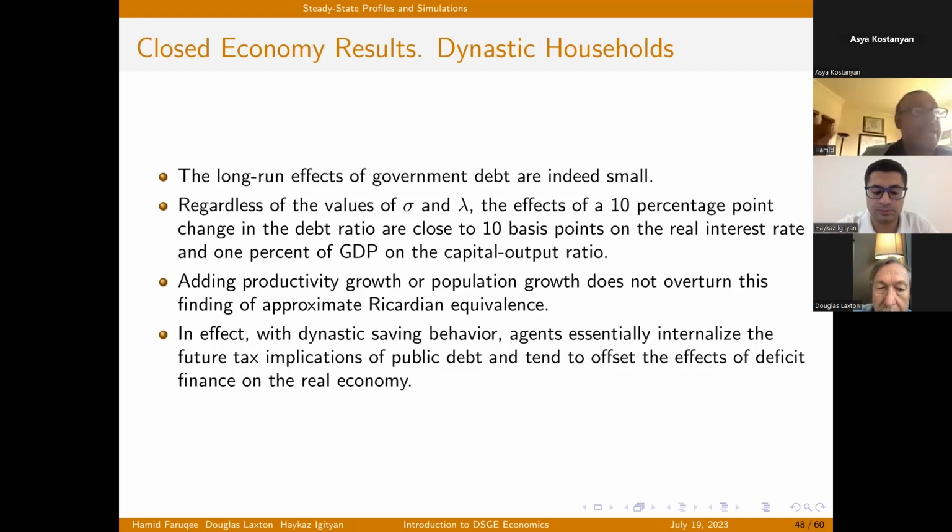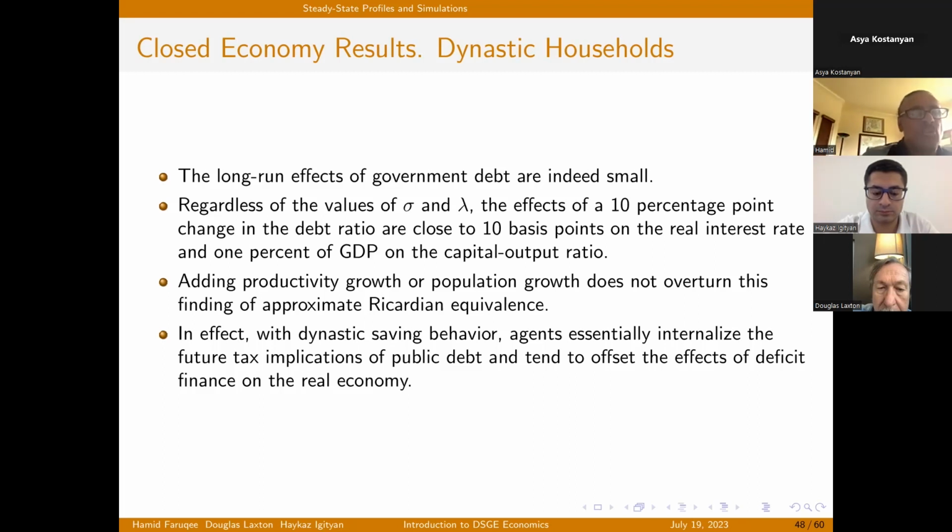The family line may come to an end, so there is some wedge between public and private discount rates, but it's pretty small. And in that case, this is a result that people like Paul Evans and others have shown, that the model, even with overlapping generations, behaves almost like a Ricardian equivalent model. You can call it approximate Ricardian equivalence in that case.